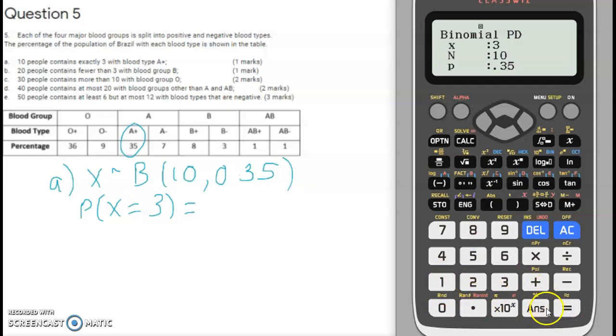Or I can use nCr, p to the r, q to the n minus r. It will give me the same answer of 0.2522. Simple.